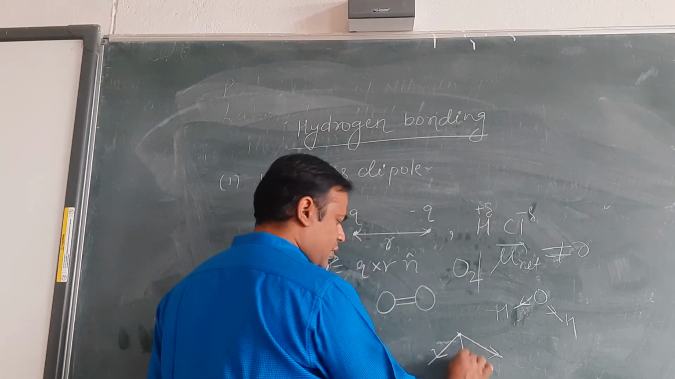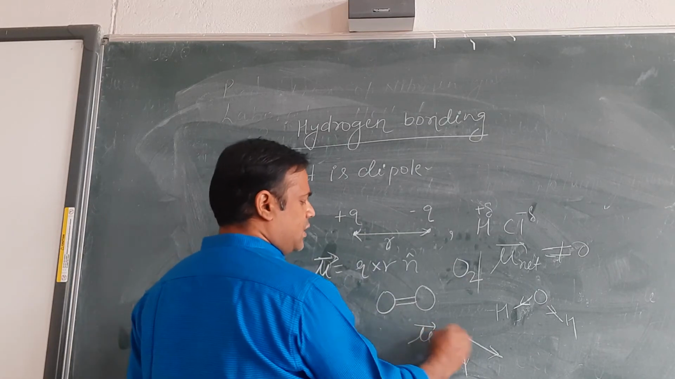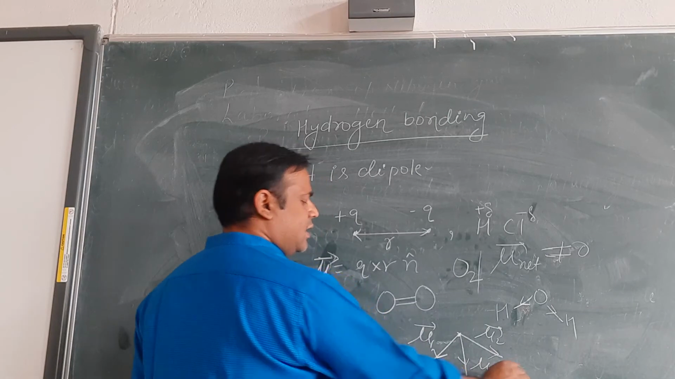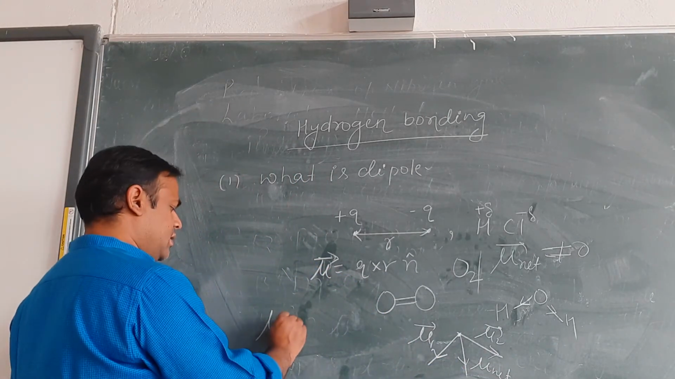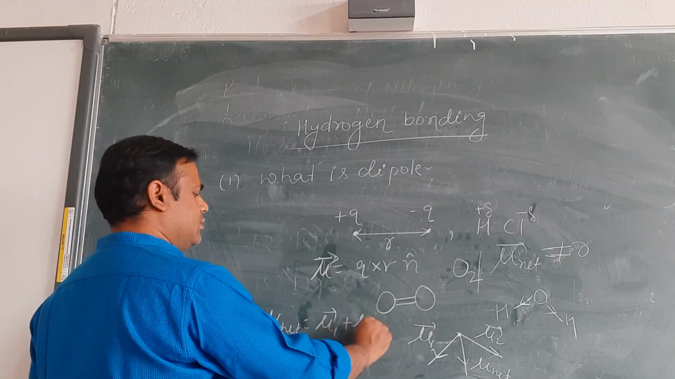So the net dipole moment will be the sum of, suppose this one is mu1, this one is mu2, then here we can write mu net equals to mu1 plus mu2.